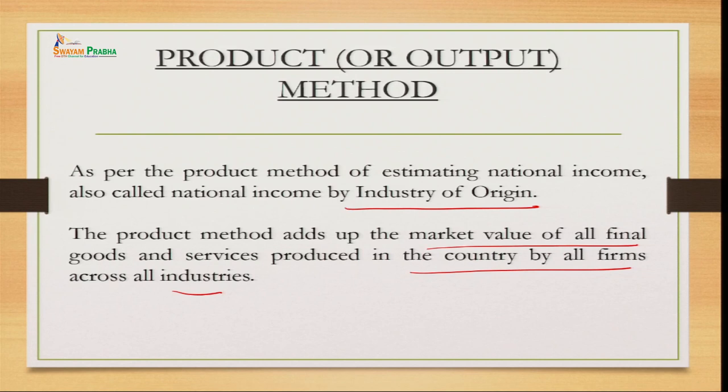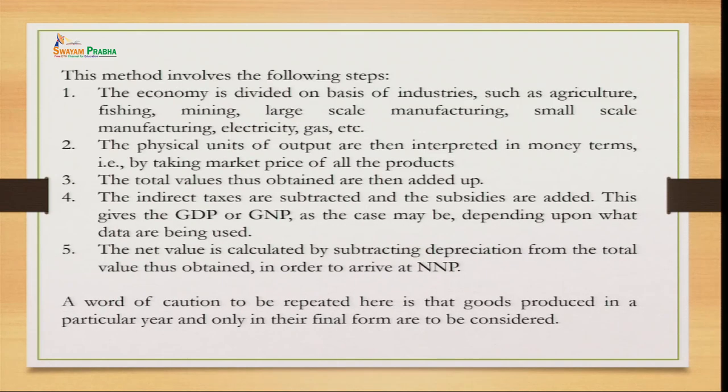So first, we calculate national income by the product method, and for the calculation we take up the money value of all the final goods and services which are being produced in the economy, right? So these are the steps basically, for your better understanding of how we calculate national income using the product method.